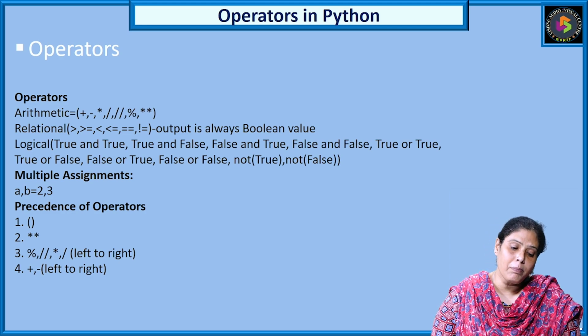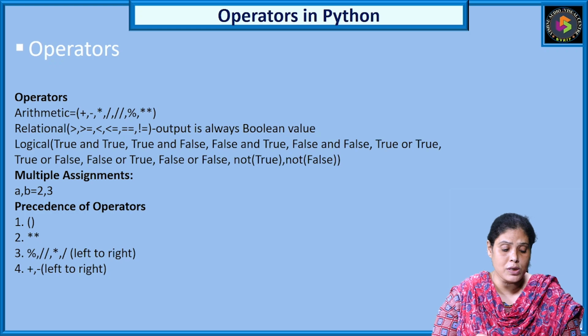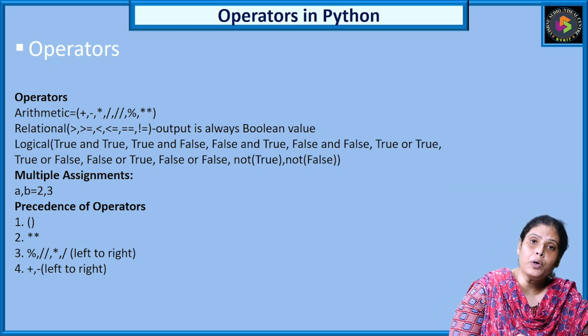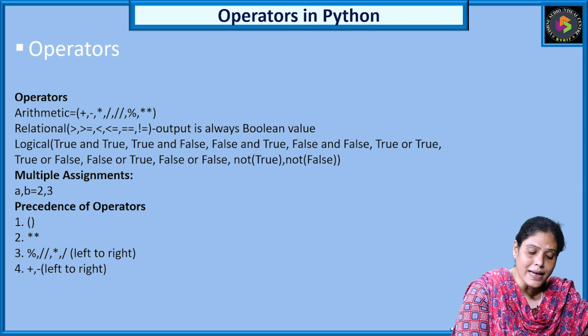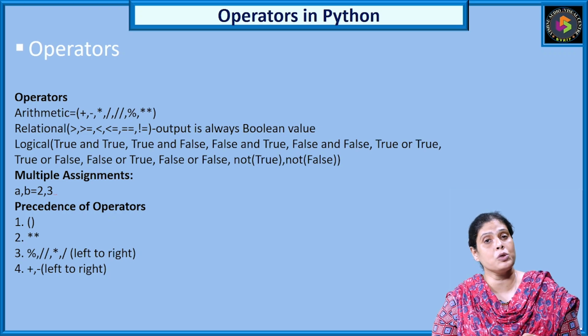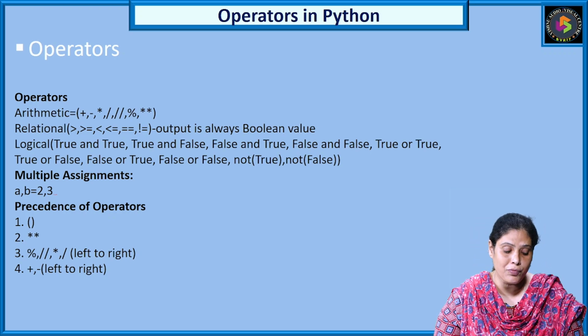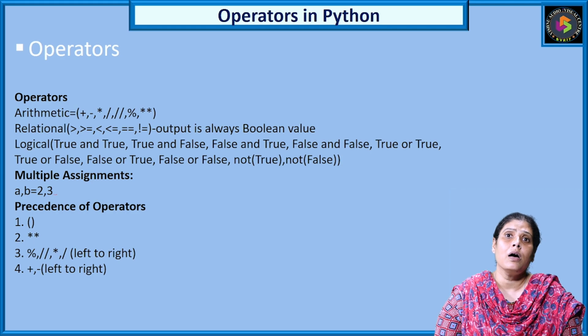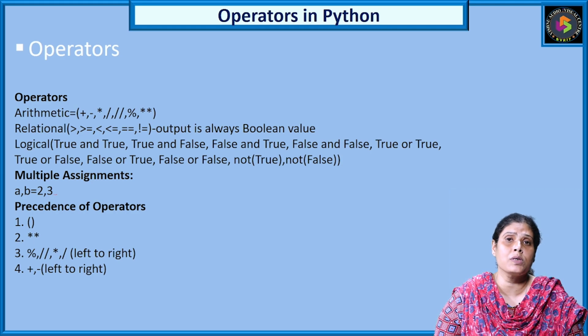Then we have the multiple assignment operator in Python, like a, b = 2, 3. So here a takes the value 2 and b takes the value 3. This operator is also very much used for the representation of data structures. Then we have the precedence of operators, precedence and associativity.